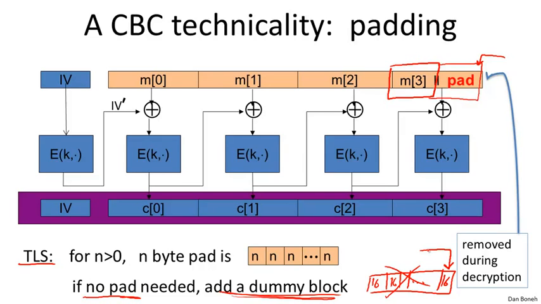I should mention that there's a variant of CBC called CBC with ciphertext stealing that actually avoids this problem, but I'm not going to describe that here. If you're interested, you can look that up online. Okay, so that's the end of our discussion of CBC, and in the next segment we'll see how to use counter mode to encrypt multiple messages using a single key.